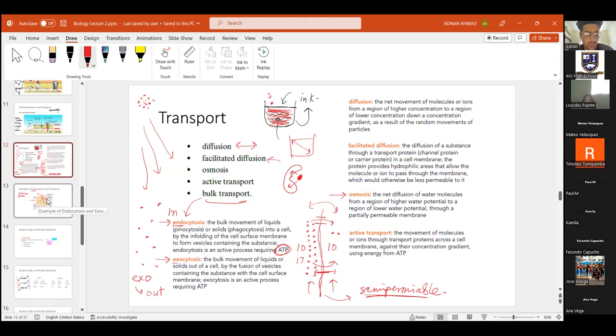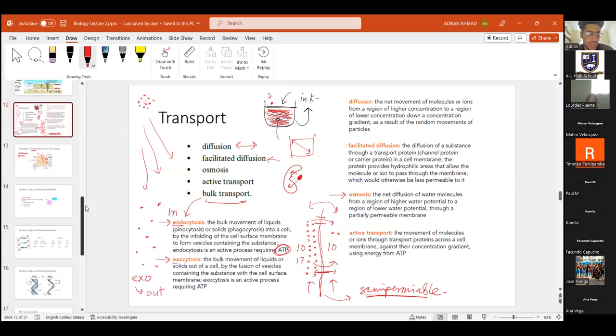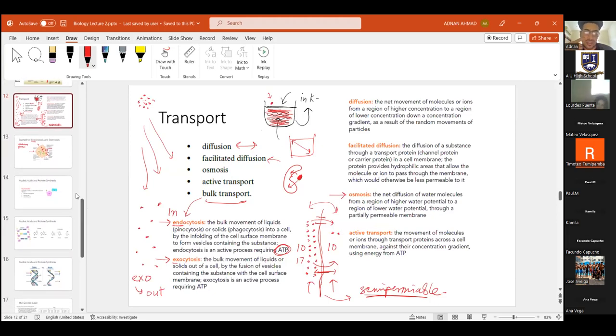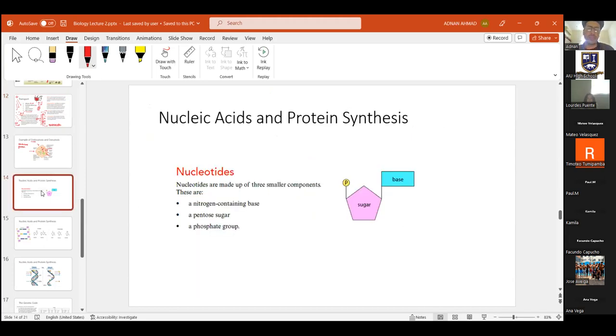So now we are moving towards our third topic for today, and that is, guys, very, very exciting: the nucleic acids and protein synthesis.